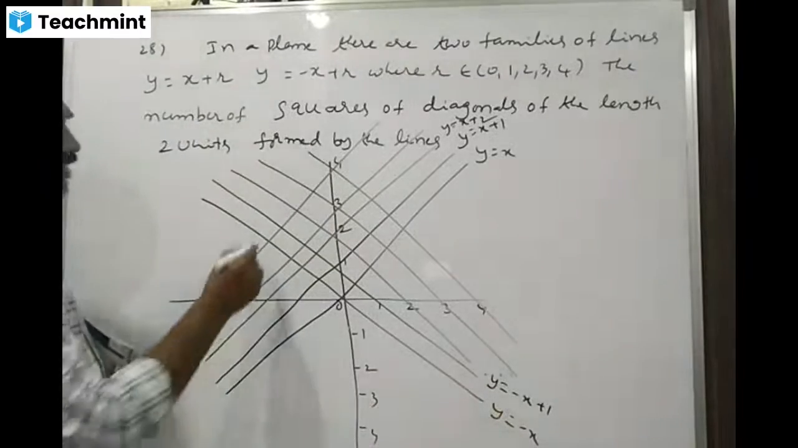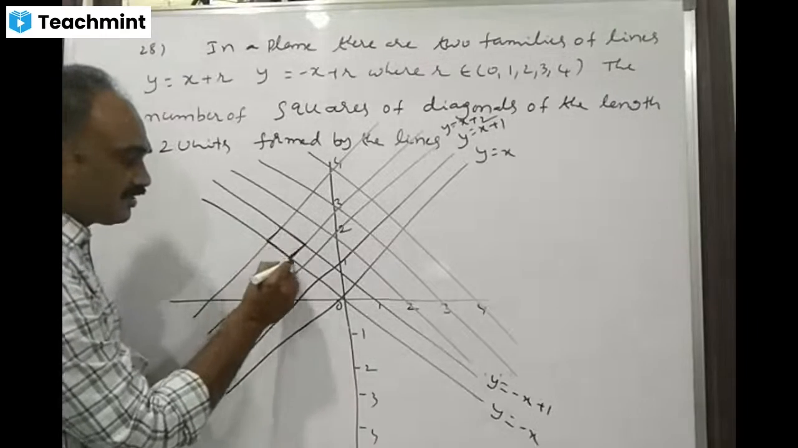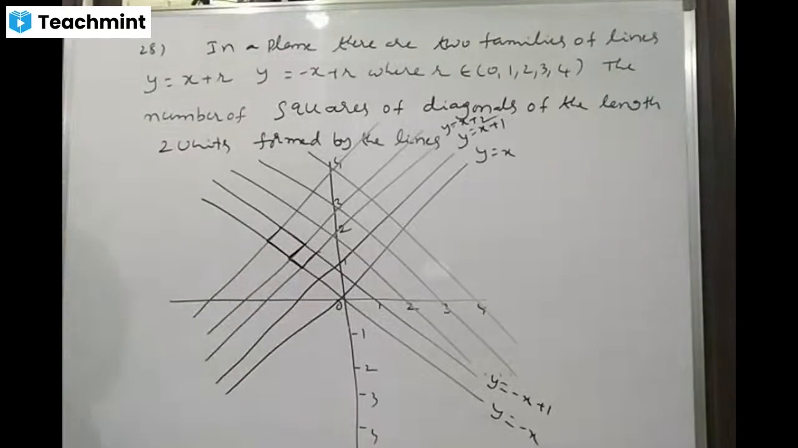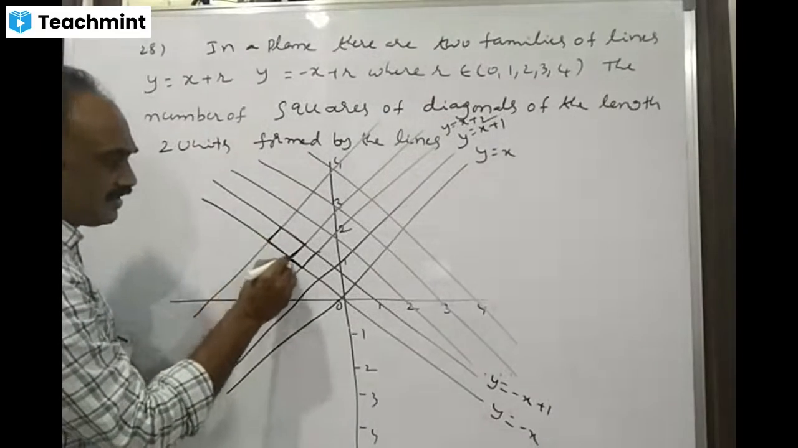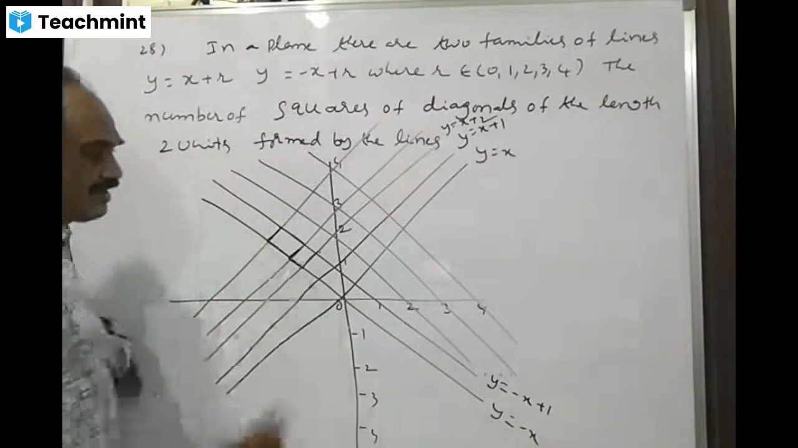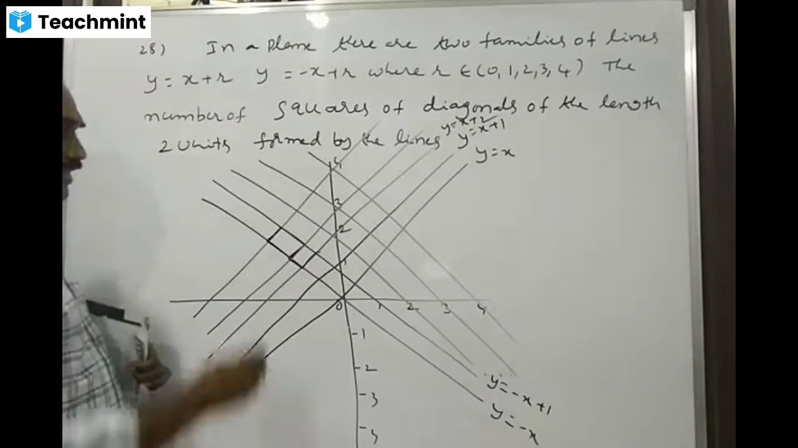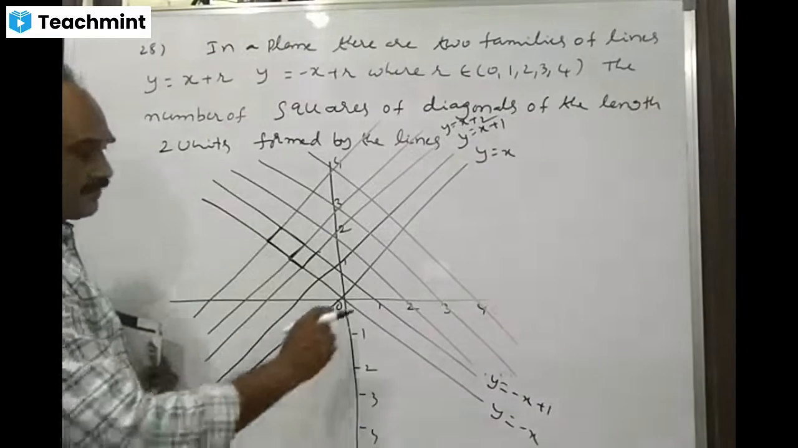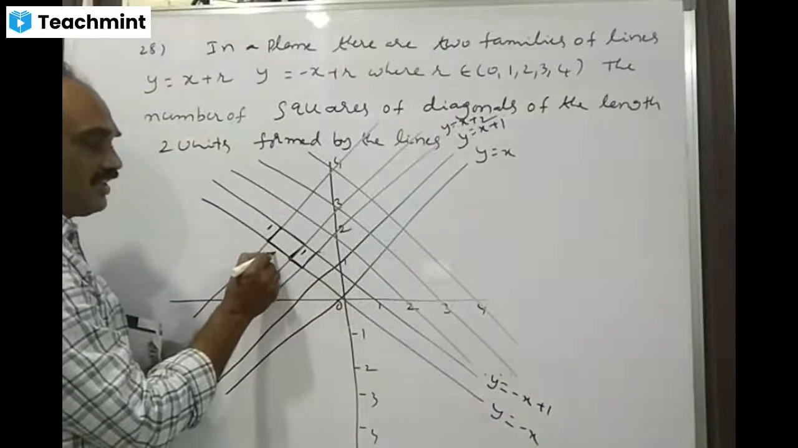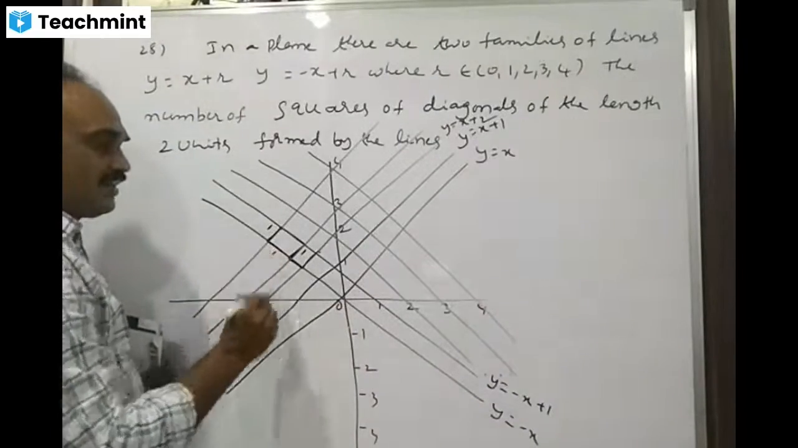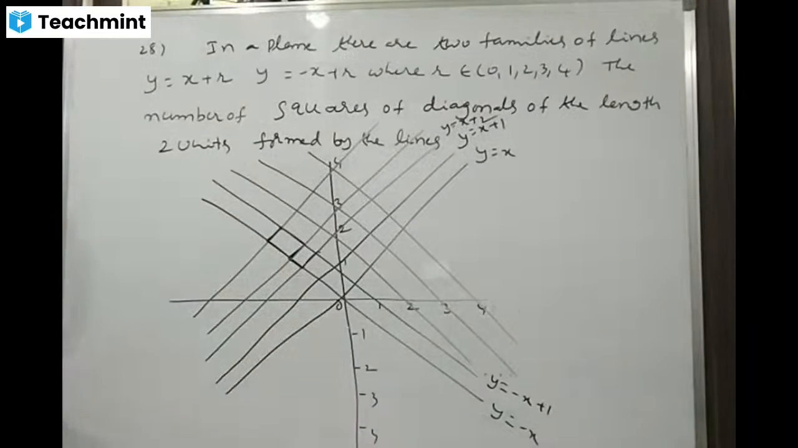Okay, friends, what is this? This is a square. This is also a square, and here this is a square. Friends, this square's diagonal length: this length is 1, this length is 1, this length also 1. So here the diagonal length is 1 or 1 by root 2.